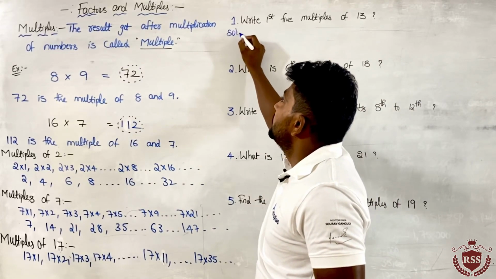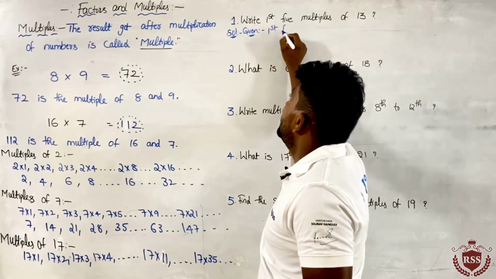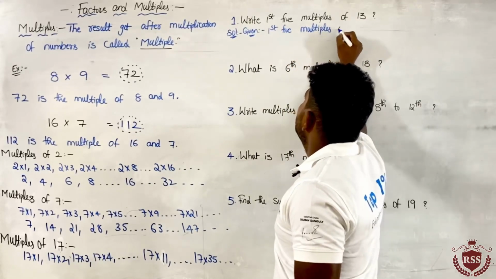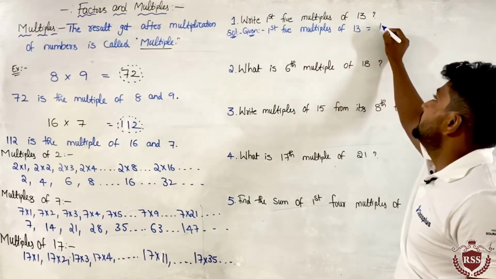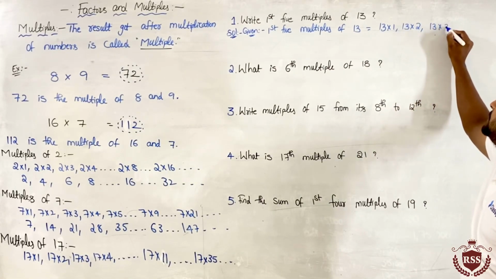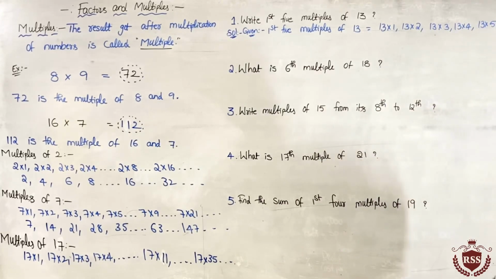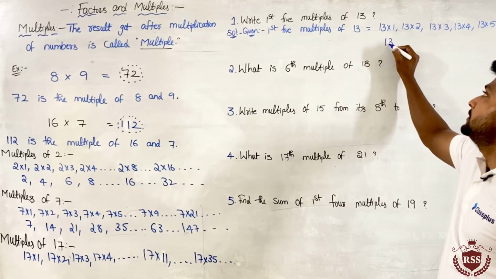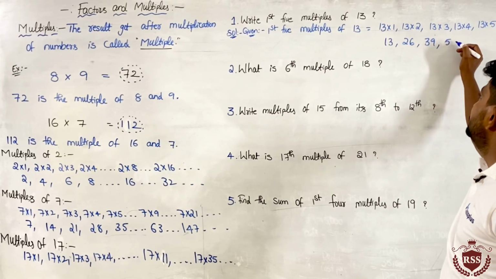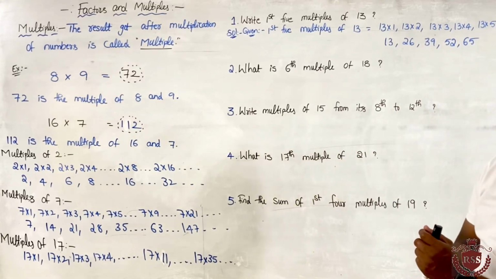చూడండి, what they have given. First 5 multiples of 13. So first 5 multiples of 13 ఏమవుతాయి? 13 into 1, 13 into 2, 13 into 3, 13 into 4 and 13 into 5. These are the first 5 multiples of 13. So which means that 13, 26, 39, 52 and 65. These are the first 5 multiples of 13.